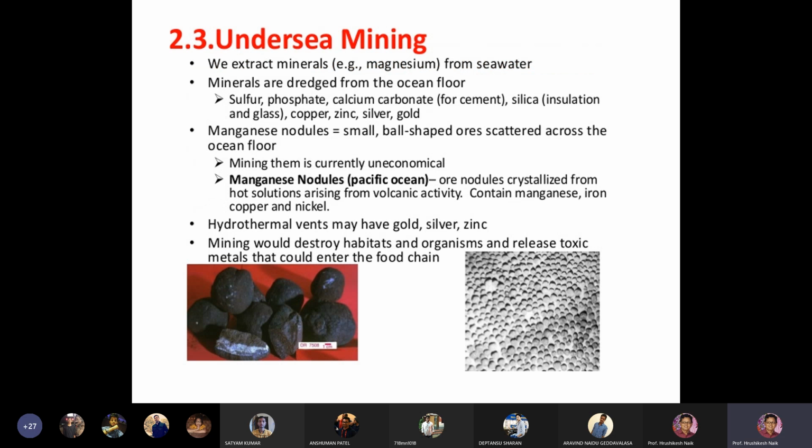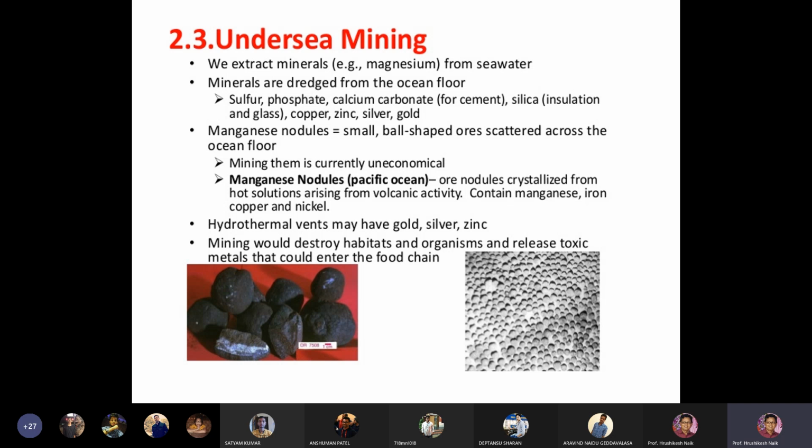But inside the sea, if you are going to mine the deposits, it is called the undersea mining method. So seabed mining is carried out for the undersea mining deposits. We extract minerals like manganese nodules from the seawater. From the seawater, you can extract the magnesium minerals. The minerals are dredged from the ocean floor.